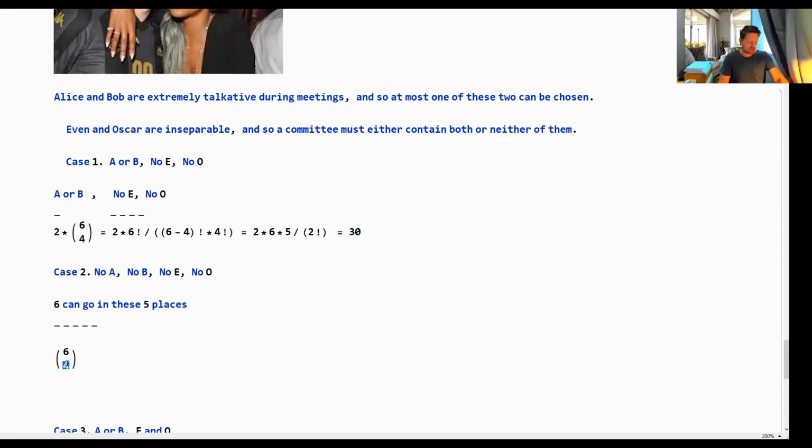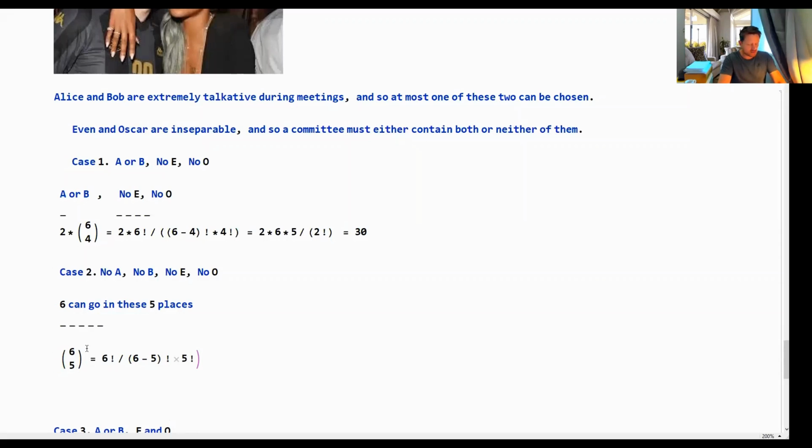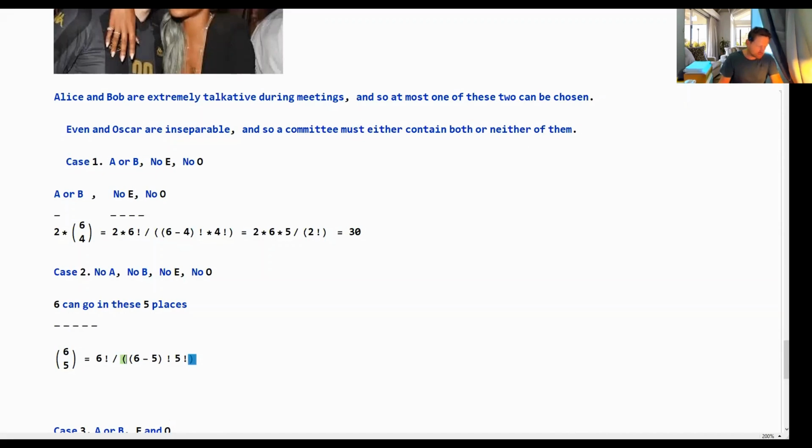All right, so 6 choose 5, and let's simplify this by hand. We have in the numerator 6 factorial, and in the denominator we have 6 minus 5 factorial and then another 5 factorial. I'll put a bracket around that denominator just to make it clear.